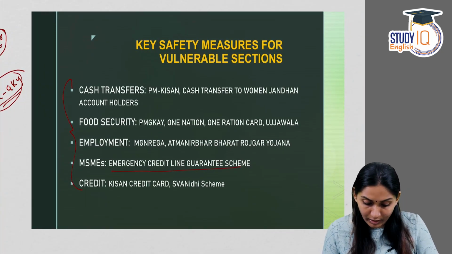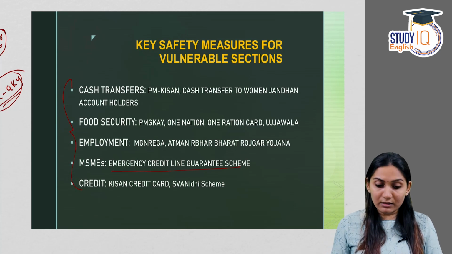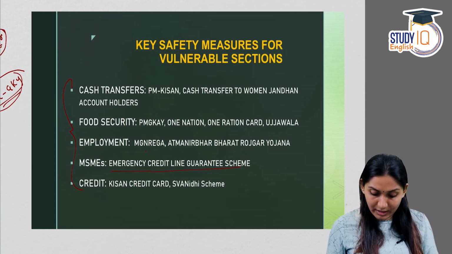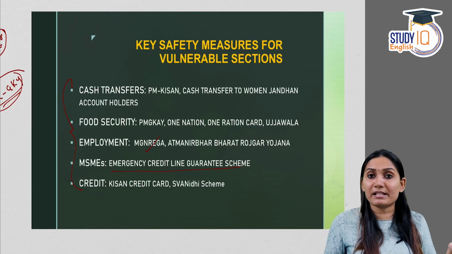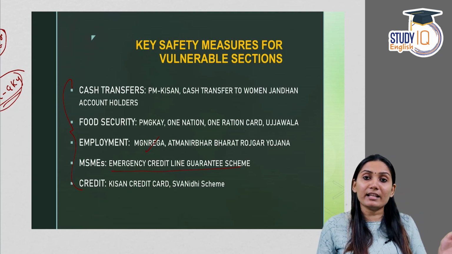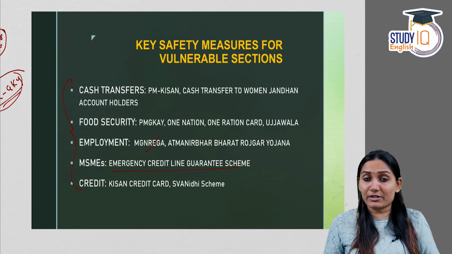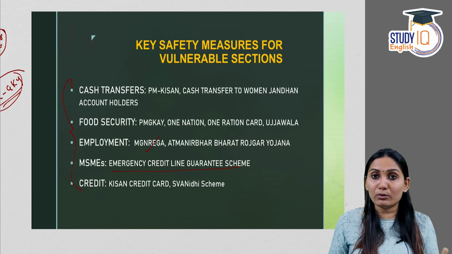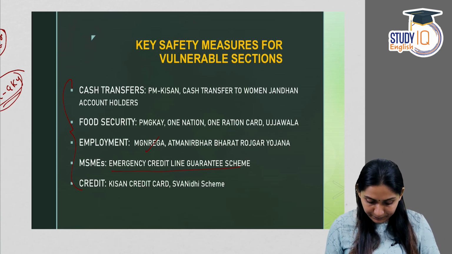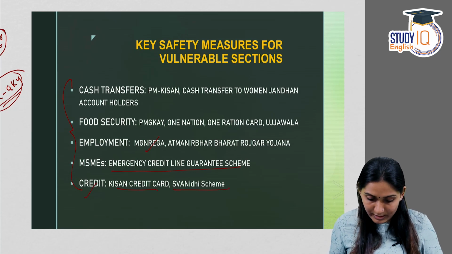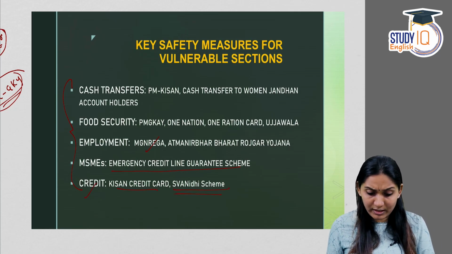or under the MGNREGA, where certain changes were made. The MSME credit guarantee scheme has been further extended. In this budget, the government announced that it is extended till March 2023. So major changes were made to all these schemes. Now coming to credit: Kisan Credit Card and Swanidhi scheme. Two important things.